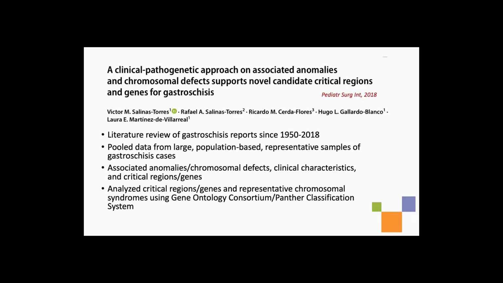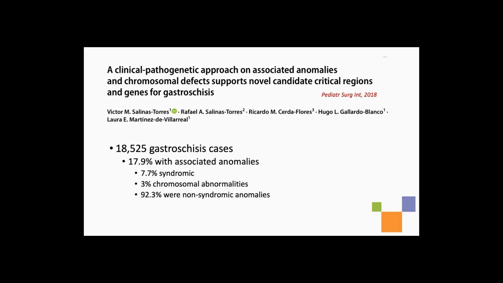And this was an interesting study reported just a couple of years ago. This group did a very comprehensive literature review of gastroschisis since 1950, essentially. So this is really the world's evidence regarding gastroschisis. They pooled the data from large population-based samples of gastroschisis patients, and they looked at associated anomalies, chromosome abnormalities, clinical characteristics of the gastroschisis, and then the critical regions and genes that were seen, to see if they could identify specific genes using this kind of method that might be associated with gastroschisis. And they took these gene regions that were seen in these cases and used the Gene Ontology Consortium and the Panther classification system, again, to look for associations that were of interest.